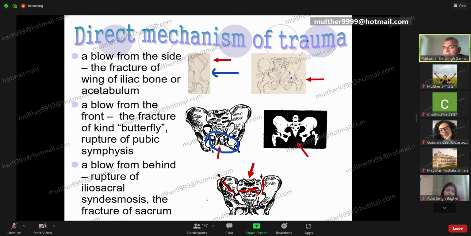So here in this particular patient, there is fracture of the superior and inferior pubic rami on both sides. When you take an X-ray, it looks like a butterfly, or in this case the pelvis will open like a book. We also call it an open book fracture. Or a blow from the back can damage the sacroiliac joint. It is very hard to break the sacrum, but sometimes a fracture of the sacrum or sacroiliac joint can happen. So this is the direct mechanism of trauma. Any questions on the direct mechanism of trauma?